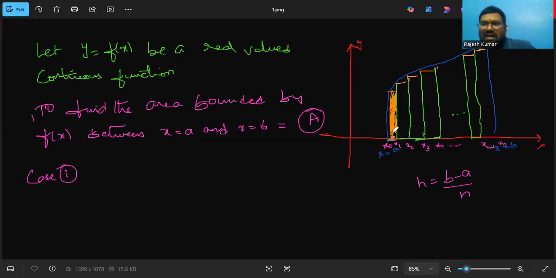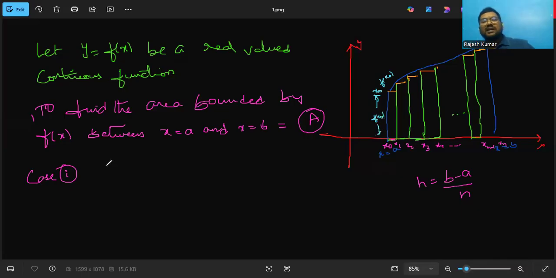When I calculate the area, it is equal to length into breadth. Breadth is equal to h, there is no doubt at all, and I need to calculate the length. Using the graph, I can calculate this point. What is that point? Is it not x naught comma f of x naught? That means this point is f of x naught. This is f of x.